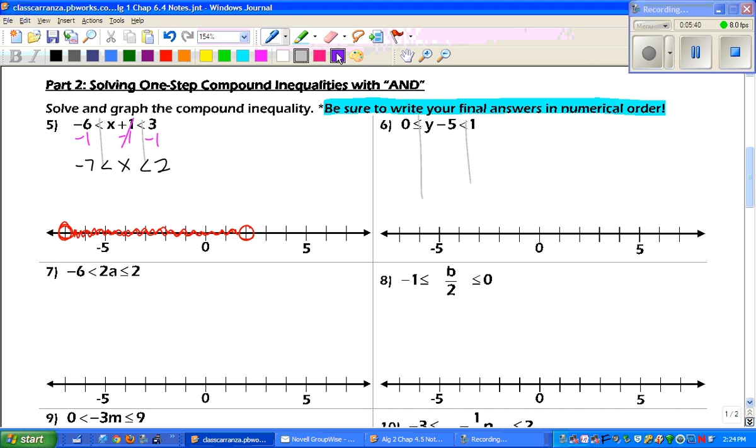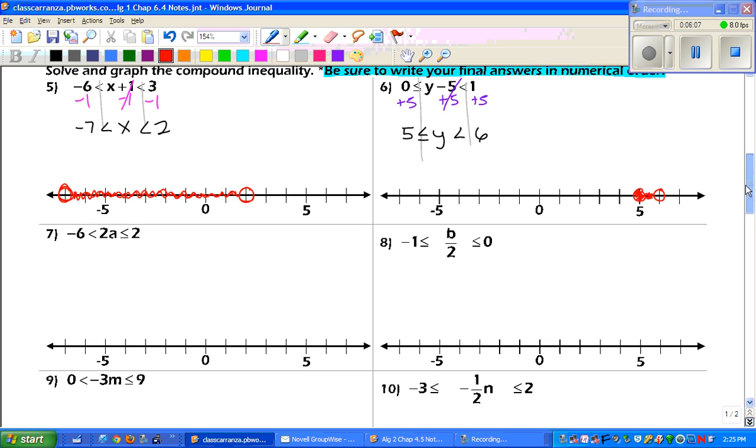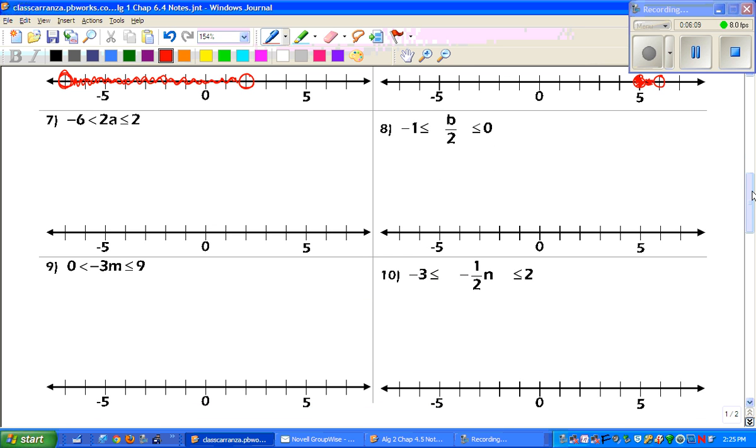All right, number 6. To get the y by itself, we have to add 5 to everything. We get 5 less than or equal to y less than 6. So at 5, we are closed. And at 6, you're open. And then you just shade in between. So far, everything is the same as what we're doing. It's just instead of shading the outsides, now we're shading the insides.